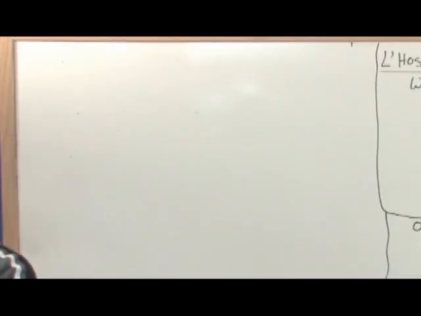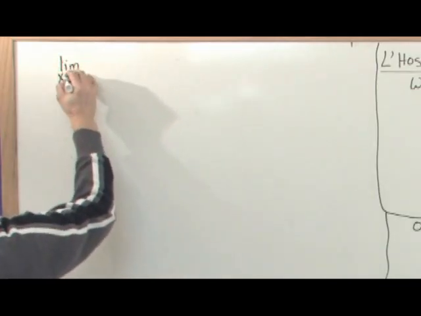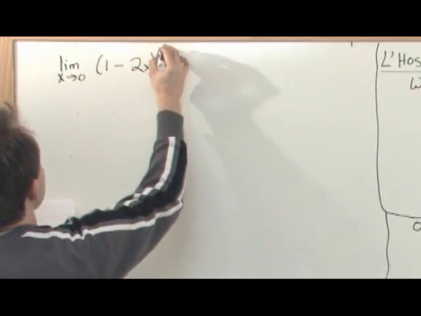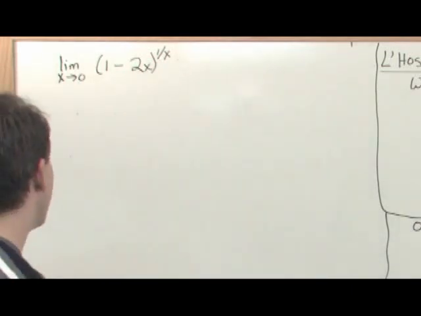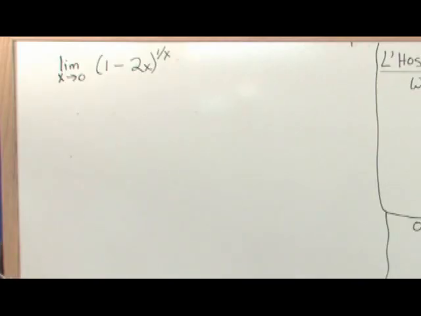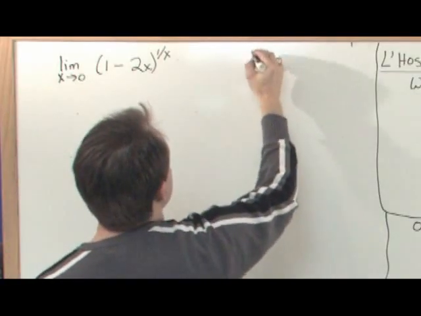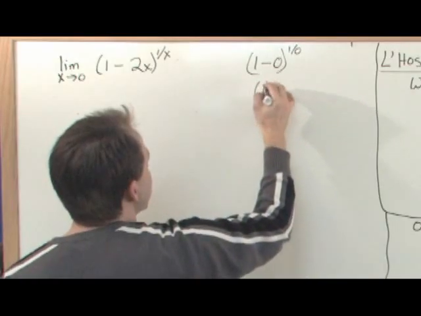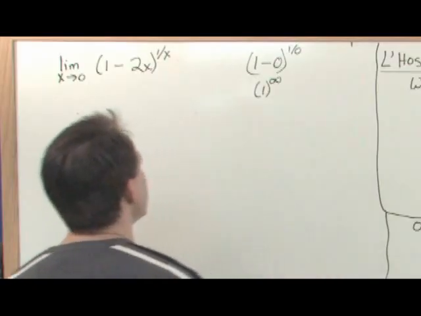Okay, now here's a problem that's going to be kind of lengthy. Let's say you have the limit as x goes to 0 of 1 minus 2x to the 1 over x power. Okay? 1 minus 2x to the 1 over x power, what form would this be? Okay, put in 0 here. We're going to have 1 minus 2 times 0 is 0, all raised to the 1 over 0 power. Okay, so you're going to have 1 raised to the power of infinity. And that, look down here, is one of our forms, 1 raised to the power of infinity.